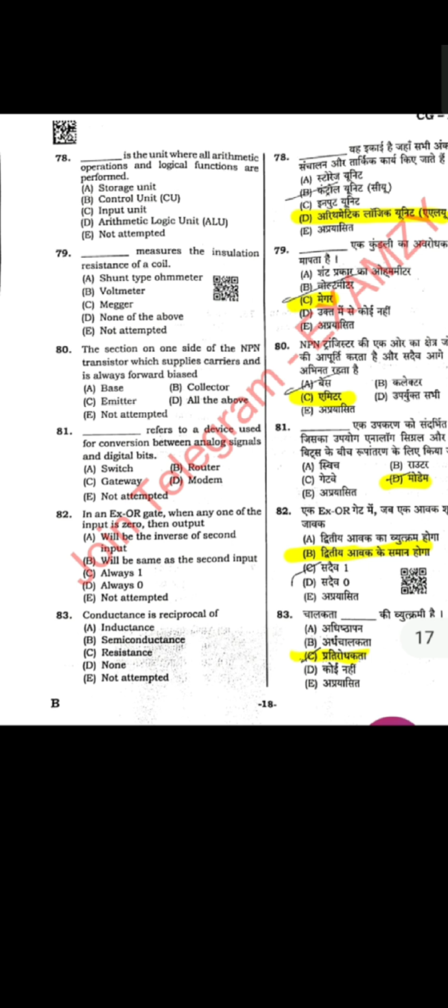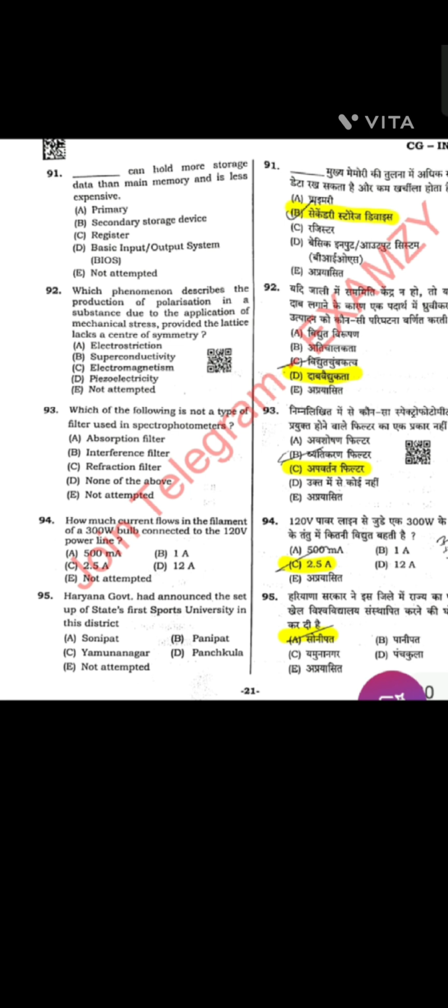Blank space is a unit where all arithmetic and logical operations are performed. Arithmetic logic unit. This is right. The Haryana government has announced the setting up of the state's first sports university in Sonipat.